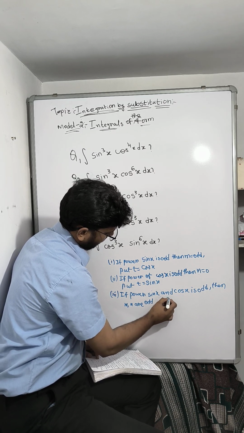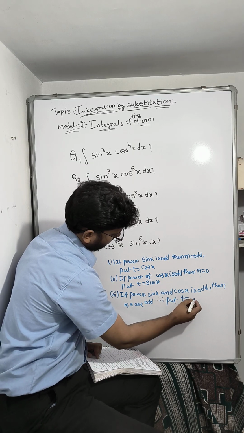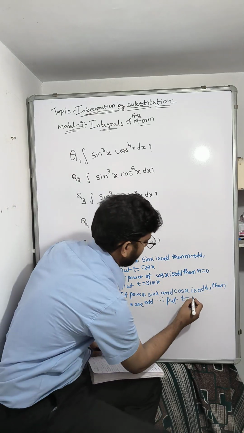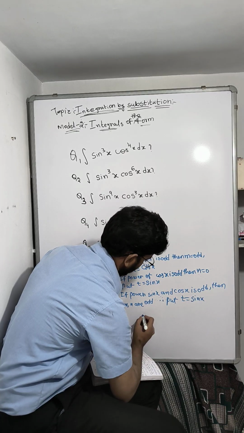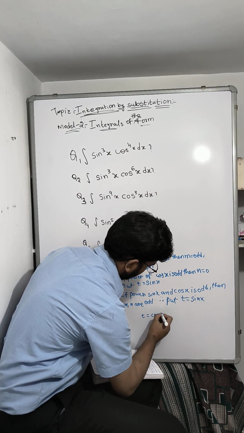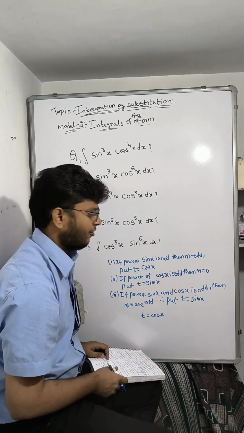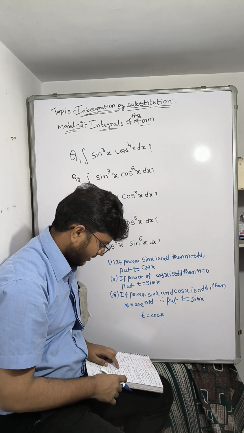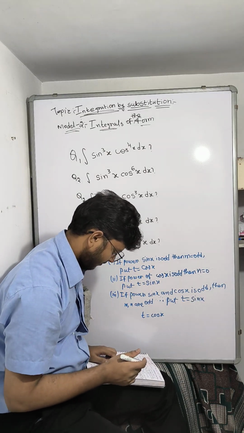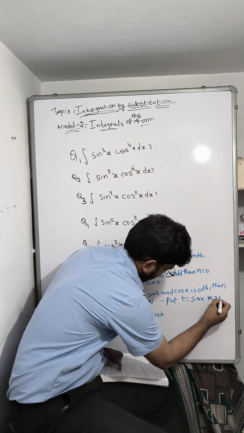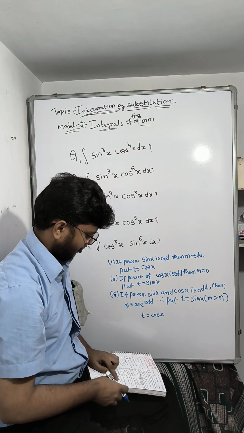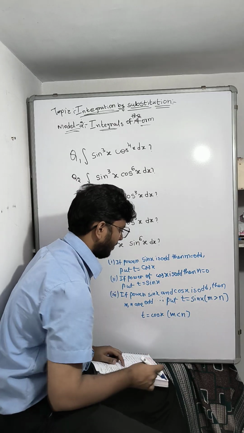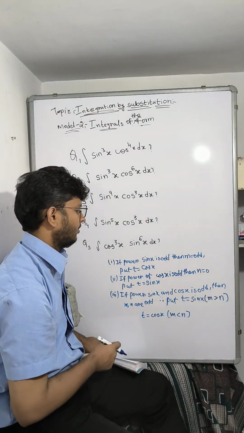Therefore put t is equal to... if it is t equal to sin x, what is the condition? If t is equal to cos x, what is the condition? If t is equal to sin x, the condition is m is greater than n. If t is equal to cos x, m is less than n. This is the condition for the third one.